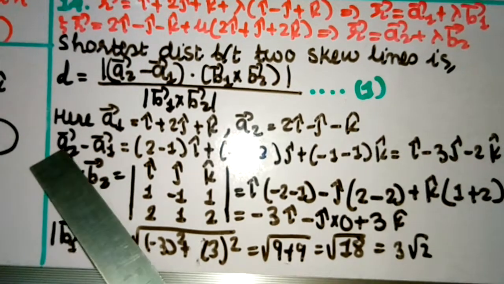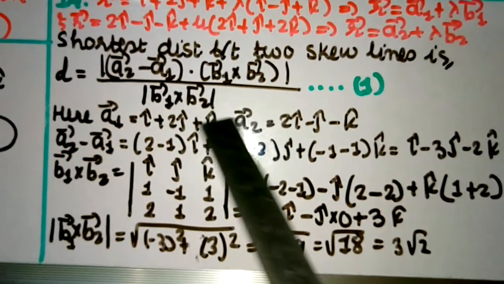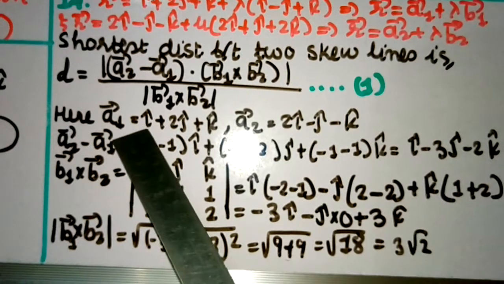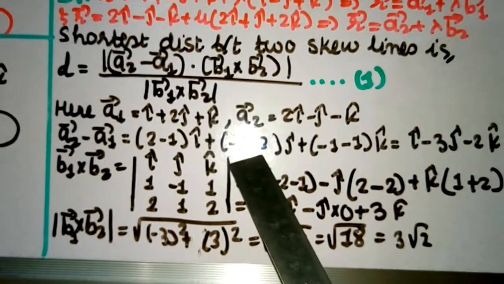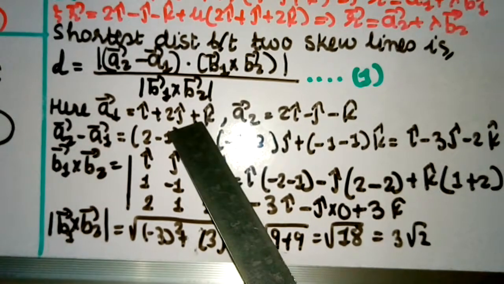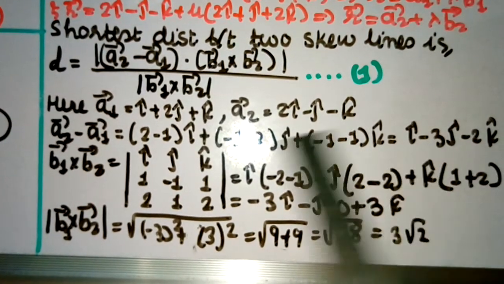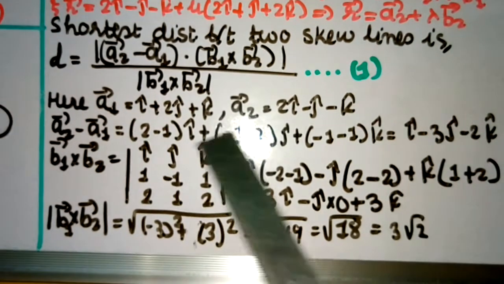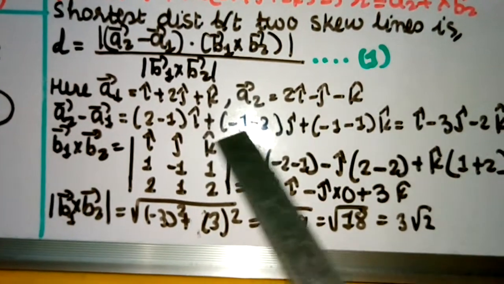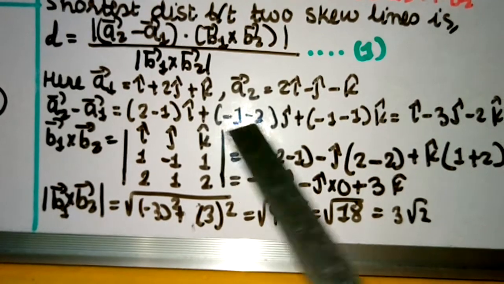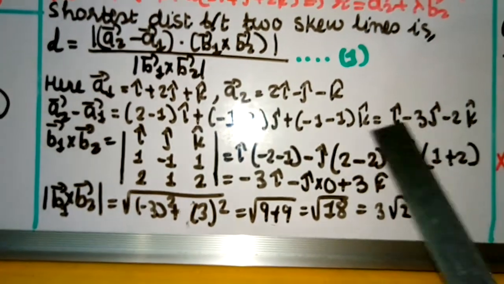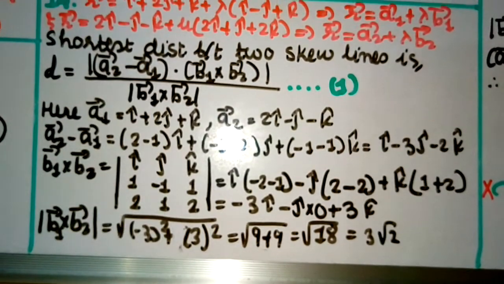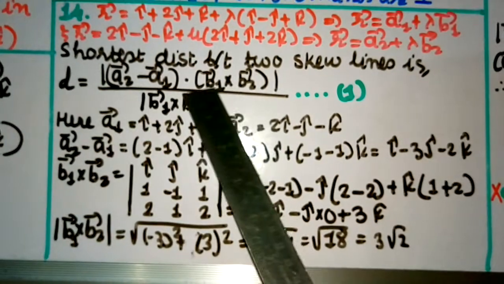So let us find a2 minus a1 first. So this minus this: (2 minus 1) i cap plus (minus 1 minus 2) j cap plus (minus 1 minus 1) k cap, equal to 2 minus 1 is 1, that is i cap alone, plus minus 1 minus 2 is minus 3 j cap, minus 1 minus 1 is minus 2 k cap. Okay, so this is a2 minus a1, right? Now let us find the cross product of b1 and b2.